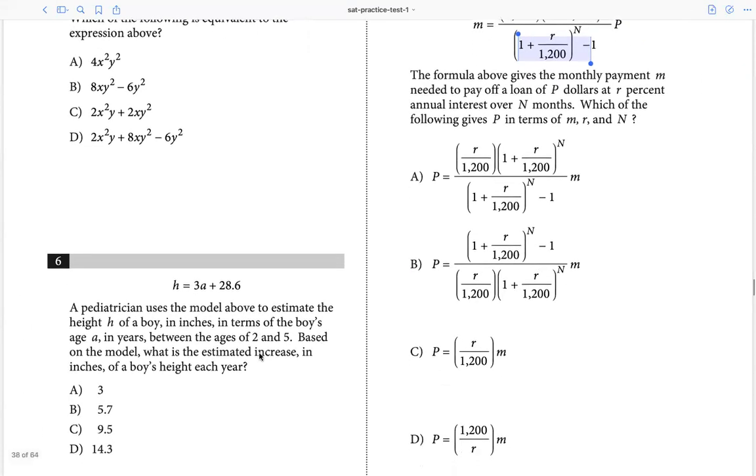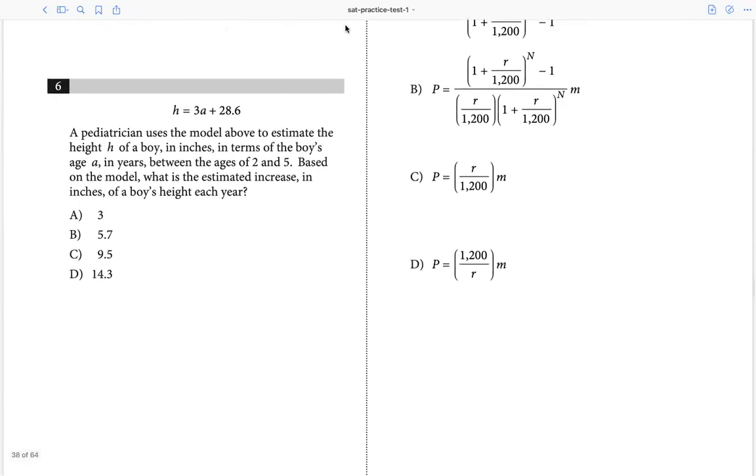Okay, let's move to 6. So in 6, we're given this equation. We have 2 variables, H and A. The question is saying, a pediatrician uses the model above to estimate the height H of a boy in inches in terms of the boy's age A. So those are 2 variables, right? H means the height of a boy, and A is the age of the boy, in years, between the ages of 2 and 5.